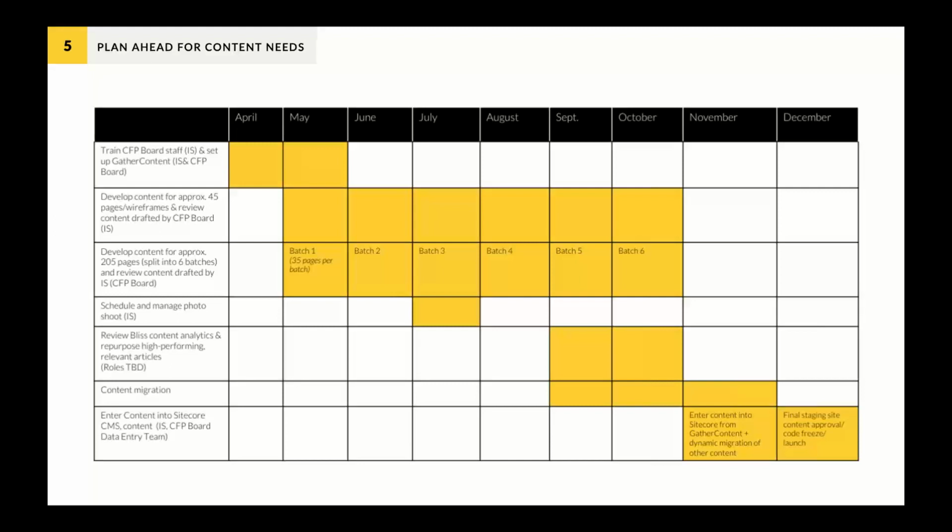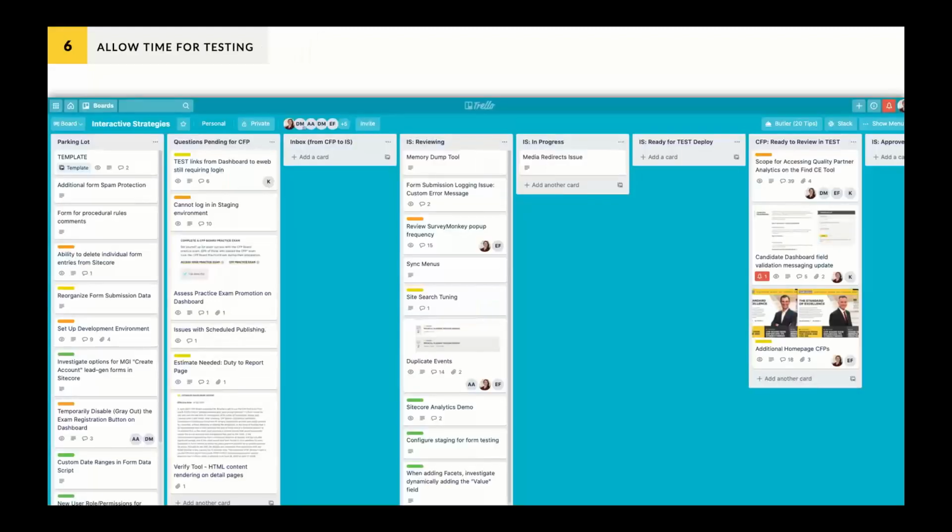And here, you're seeing a Trello board. There are many other tools like this, but this is what we use to document bugs and change requests as the site was tested and continues to evolve. So testing is a huge piece to consider, especially when it comes to an individualized or personalized website experience.